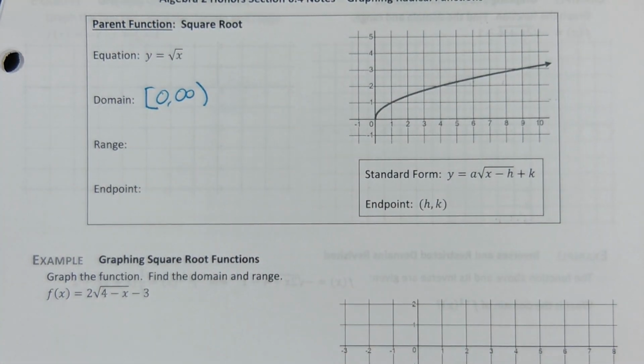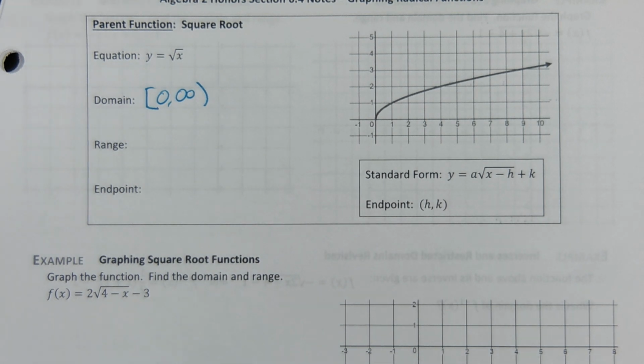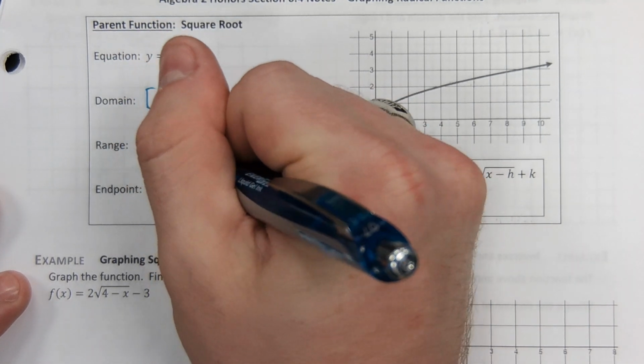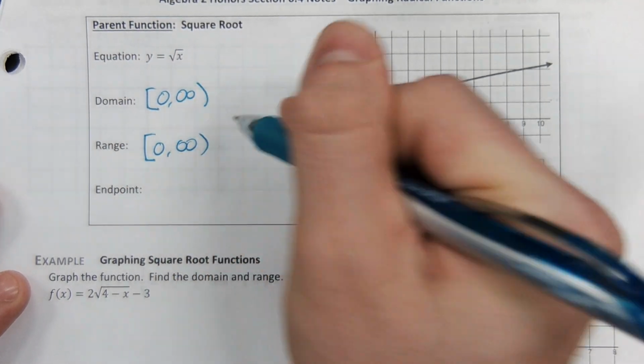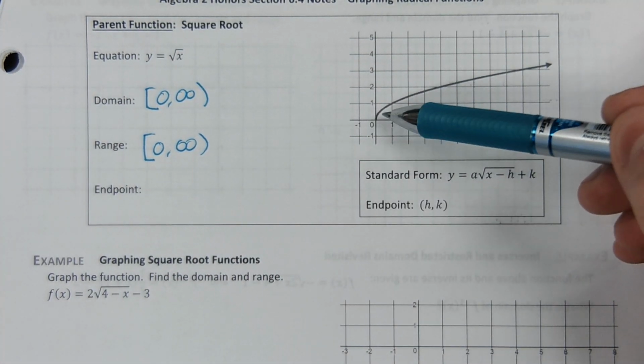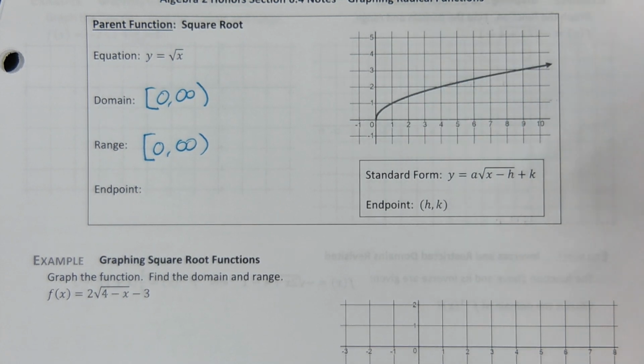The square root of 0 is 0, and the square root of every positive number will be a positive number. That is why the range is 0 to infinity as well. Or you could just look at the graph and see that it exists at every y value from 0 up. There you go. Now, square roots are the inverse of quadratics, and their graphs are parabolas.